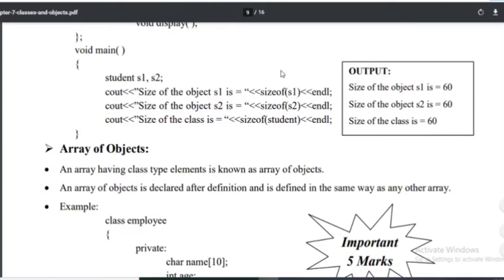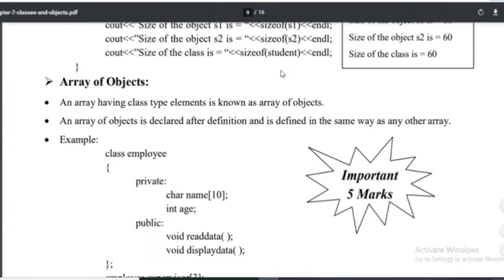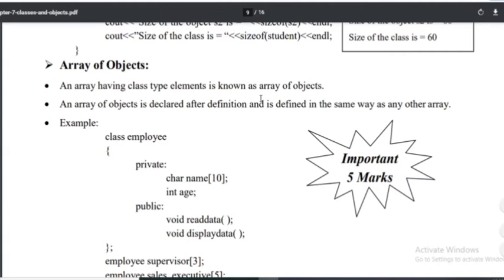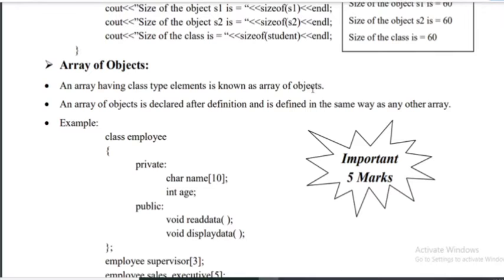Now we'll see what an array of objects is. An array having class type elements is known as an array of objects. That means an array whose elements have data members and member functions is known as an array of objects. An array of objects is declared after the class definition, and it is defined in the same way as any other array.